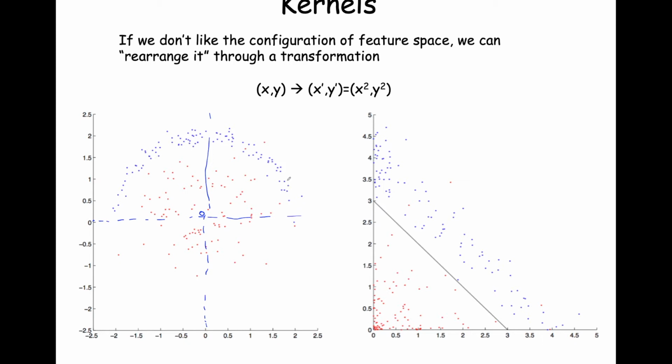Now, there are some outliers here. Here we have a red point that's nestled among the blue points, and here we have a blue point that's nestled in with the red points. But there will always be noise in a data set.